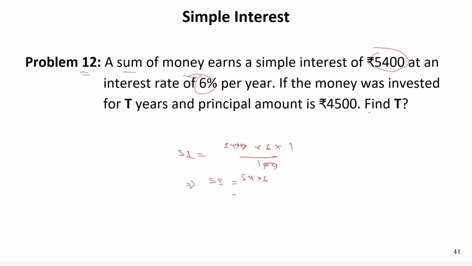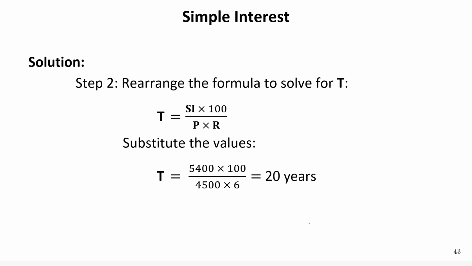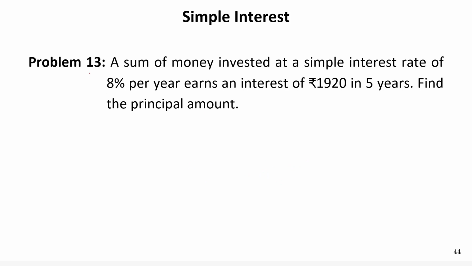So then what we do is we want to calculate the time for which the money was invested, T years, right? So T is SI into 100 by PR, which is 5,400 into 100 whole by 4500 into 6, equal to 20 years. Okay, so this is the correct answer. Let's see problem number 13. Okay, so a sum of money is invested at a simple interest rate of 8% per year and earns an interest of 1920 in 5 years. Then find the principal amount.